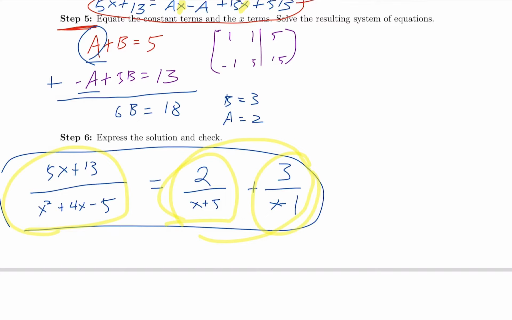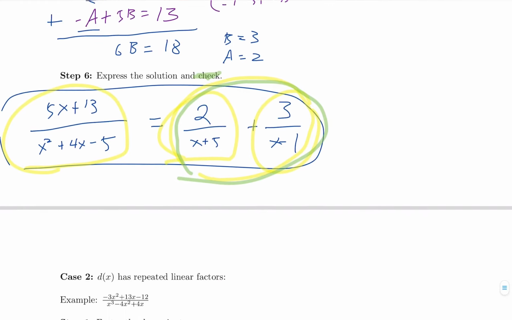Okay, so this is how we decompose case 1. Also, we can check our solution by adding these, right? You can check your answer by multiplying to have a common denominator, then simplify and add them, and you should get the left side.